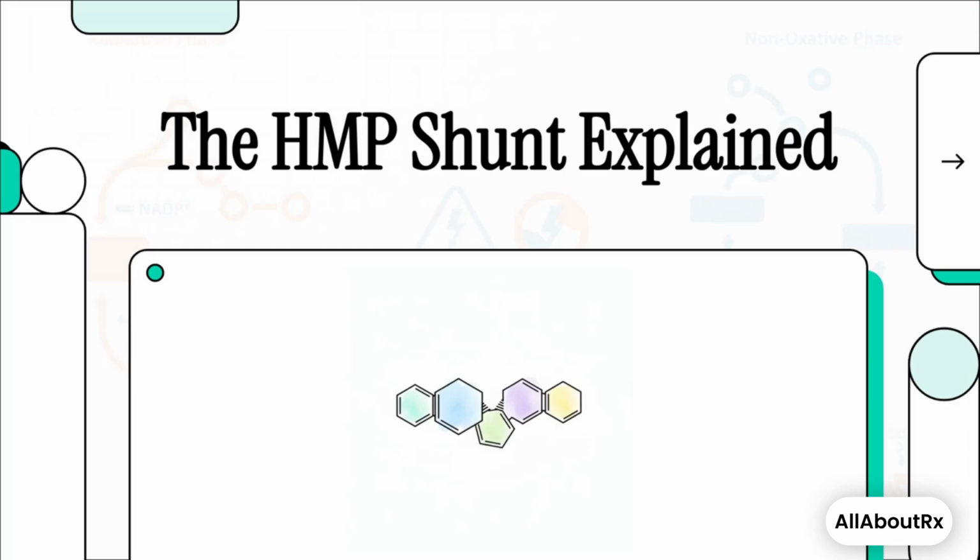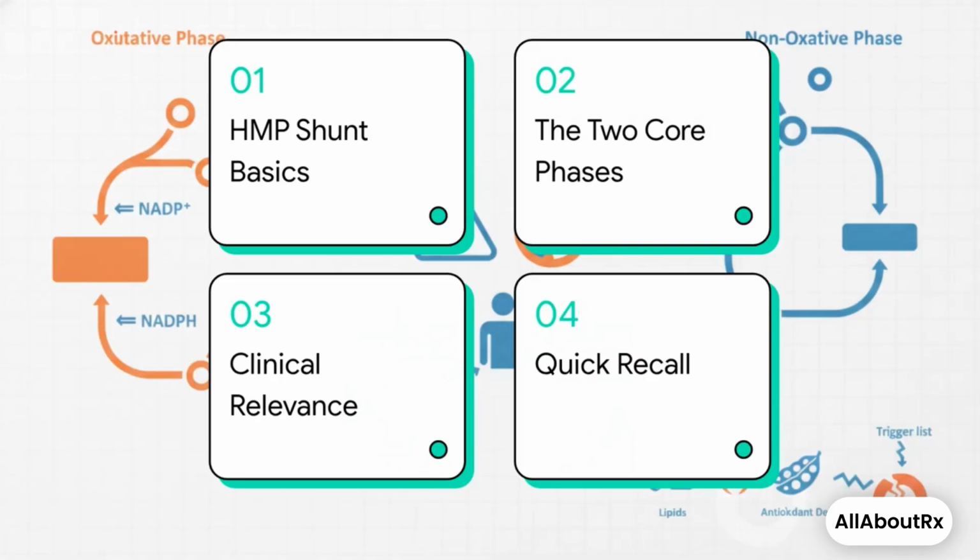Welcome back to AllAboutRx. Today, we are breaking down a seriously vital metabolic pathway, the hexose monophosphate shunt, or as you probably know it, the pentose phosphate pathway. We're going to explore this whole sequence together right now, so you walk away with a crystal clear understanding of how your body manages energy and, really importantly, cellular defense. Okay, let's dive right into this.